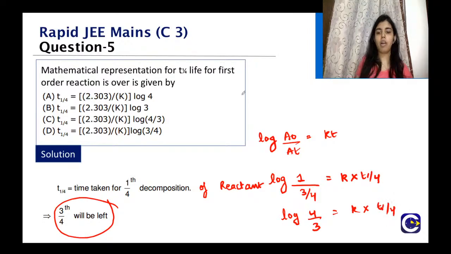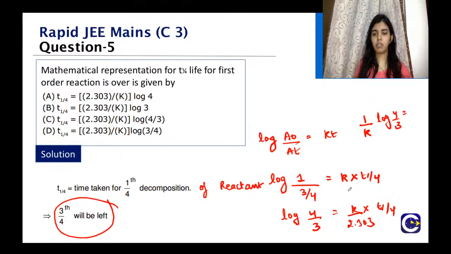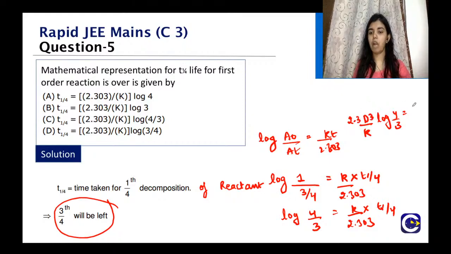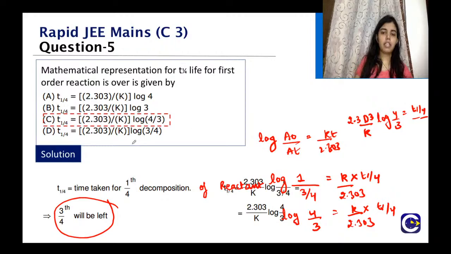Or it can also be 1 by K log 4 by 3 will be equal to, yeah, this is 2.303. Sorry, because we are taking log, 2.303 should be there. If you are taking ln, then no need to write the 2.303 factor, right? So it will be 2.303 by k log 4 by 3 will be equal to T 1 by 4. So now you can match your answer. Your answer is C. That is T 1 by 4 equals 2.303 divided by rate constant log 4 by 3.